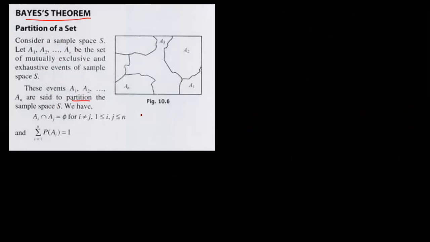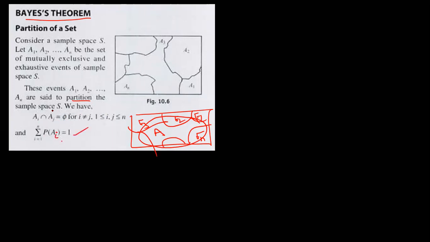In the previous case I told you, how many of you remember, I don't know, E1, E2, E3 like that up to AN. So one event is happening. So here also the same thing. AI intersection AJ is always the empty set and sigma P of AI is how much, dear students? 1. This is the partition of a set concept.